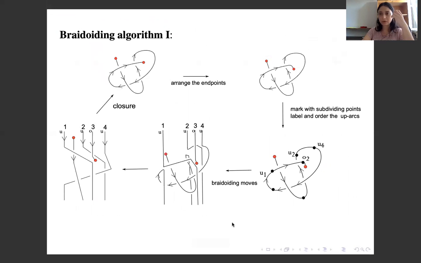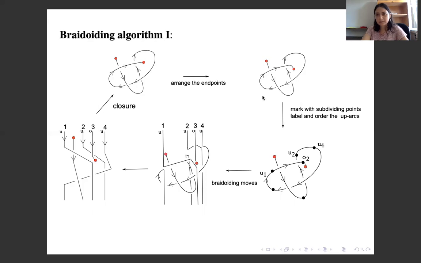We give two algorithms for turning a given knotoid diagram or multi-knotoid diagram into a labeled braidoid diagram. Here we start with this knotoid diagram. We first isotope the neighboring arcs of the endpoints to become a down arc, just to avoid the interference of the endpoints with the algorithm.